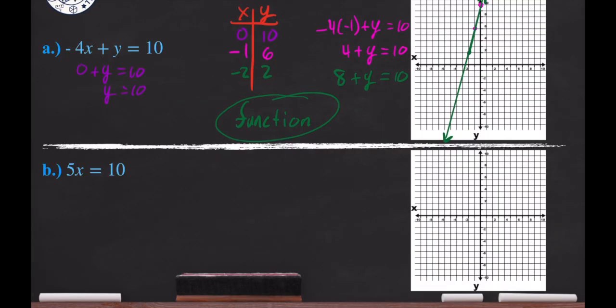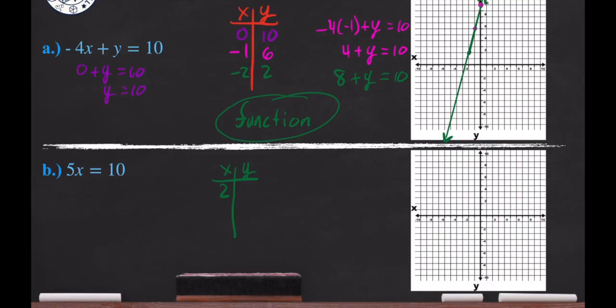With this other equation, we have 5x equals 10. So let's just choose some x values. Notice we do not have any y values in here. Something interesting about this is that if x were, let's say, 2, the y value in this case can be anything. We do not know where the y value is.